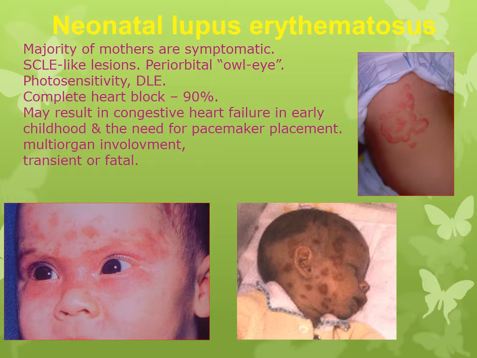Because these infants have a 90% likelihood of going into complete heart block, congestive heart failure, and multi-organ involvement, and the disease can be fatal. They need early pacemaker placement. And the majority of mothers of these infants are also symptomatic lupus patients. So as I said, your ability to recognize SLE or an autoimmune connective disease is really organ saving and can be life-saving.